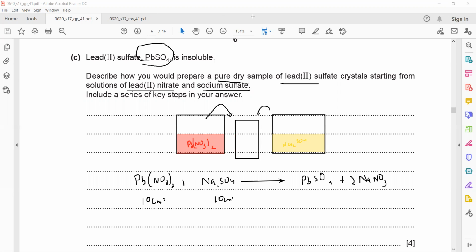When you mix them into another container, what you will observe is a solid forming. There will be sodium nitrate solution, but a solid is formed, which is lead sulfate. So crystals of lead sulfate will appear. We call them the precipitate. When you mix two solutions and a substance is formed, you call it precipitation. I'll show you the steps also for this question.